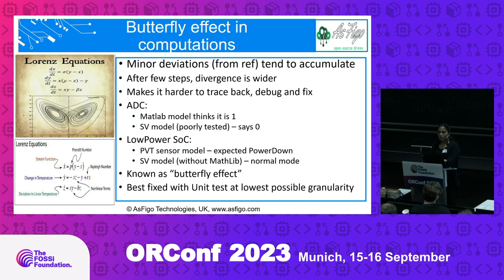We also use this with the low power SoC where we use PVT sensor modules. PVT sensor module means power, voltage, and temperature. It gives an expected power-down. When we use an SV model without MATLAB, it will be in a normal mode, and we are calling it the butterfly effect. The best approach is to fix it with a unit test at the lowest possible granularity.